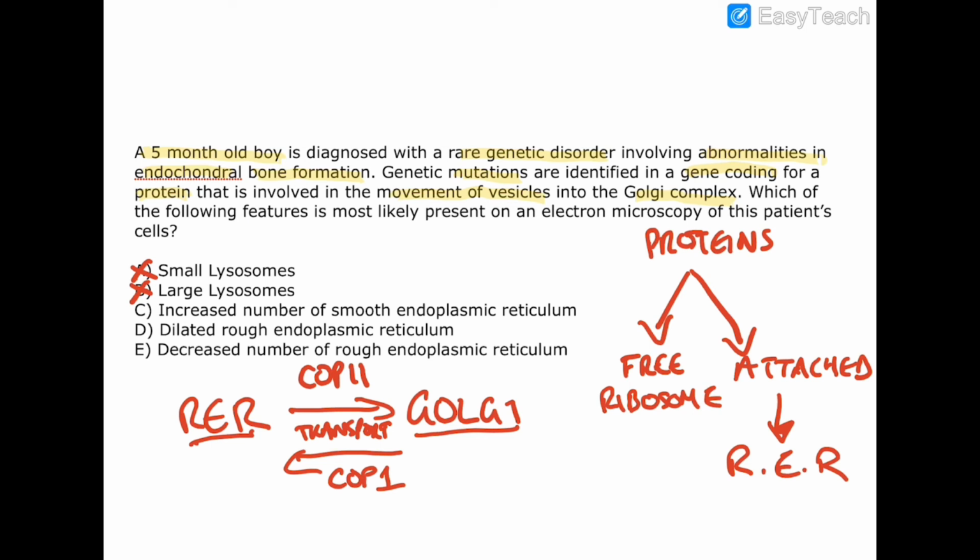Now, if there is a defect in transport, there are more proteins accumulated within the rough endoplasmic reticulum. If there are more proteins here, this means that the rough endoplasmic reticulum gets larger. Okay, if that's the case, you would have a dilated rough endoplasmic reticulum. Okay, our answer would be D. Because C won't make sense because it's got nothing to do with the smooth endoplasmic reticulum, and it would not decrease the number of rough endoplasmic reticulum.